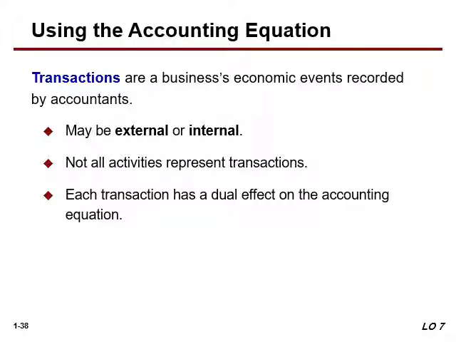What is the dual effect on the accounting equation? Any transaction has 2 effects: one effect on assets and one effect on the liabilities or owner's equity. And maybe the transaction affects only one side, maybe only assets, or maybe also the right side under liabilities or stockholders' equity.